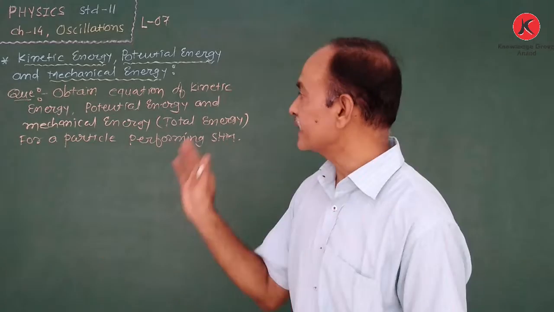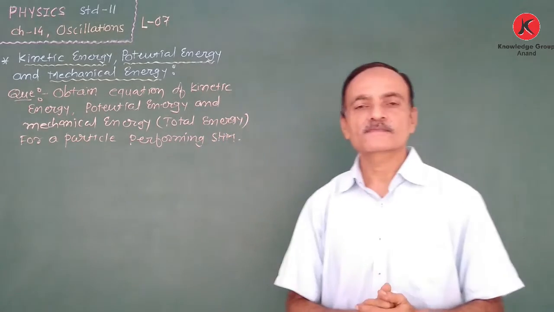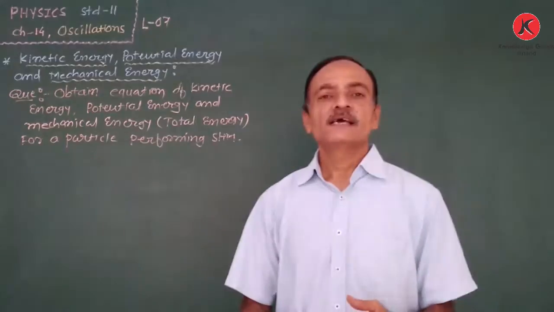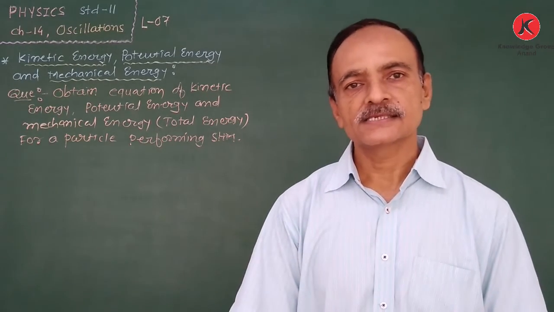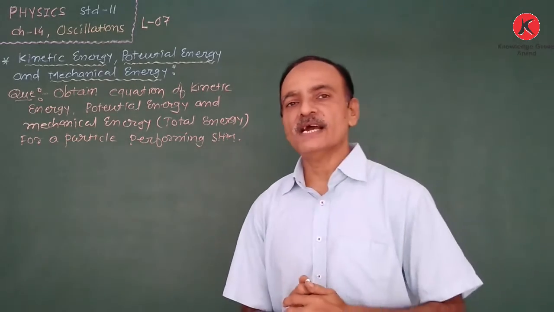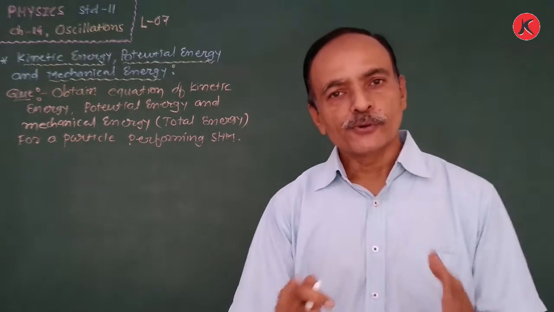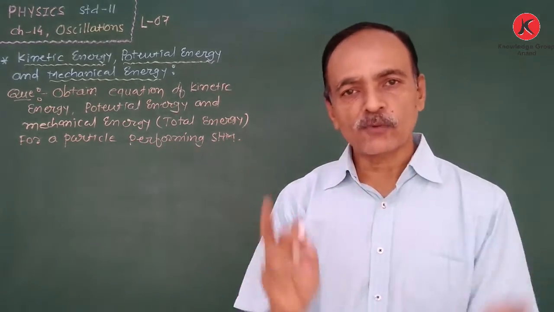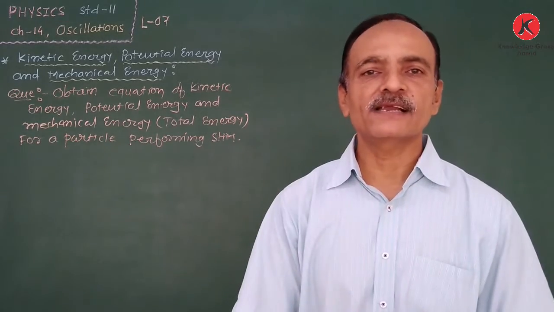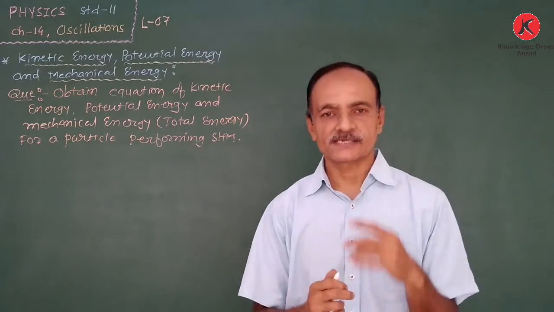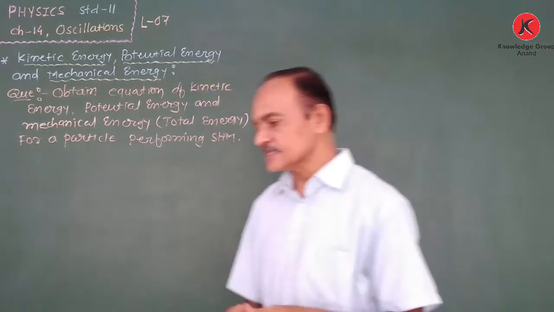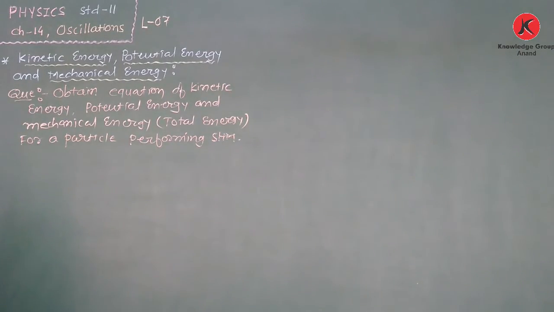Now the mechanical energy, that means the total energy. Total energy is the sum of kinetic energy plus potential energy, right? And then we are going to draw the graphs of kinetic energy, potential energy and mechanical energy versus displacement of a simple harmonic oscillator. First, we are going to discuss the kinetic energy.